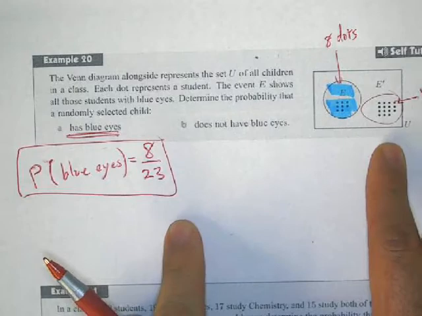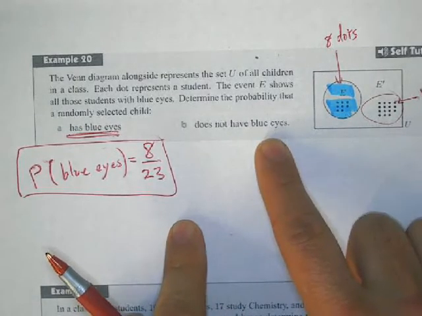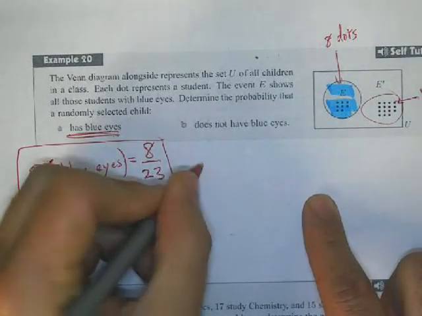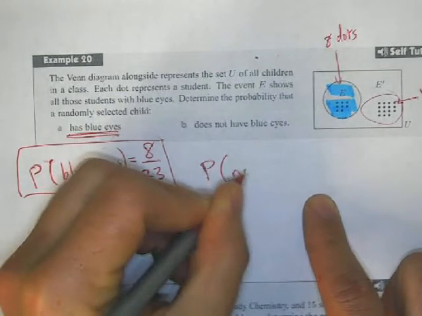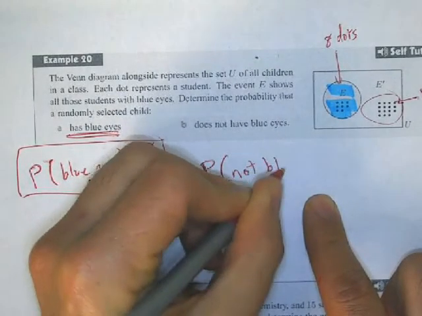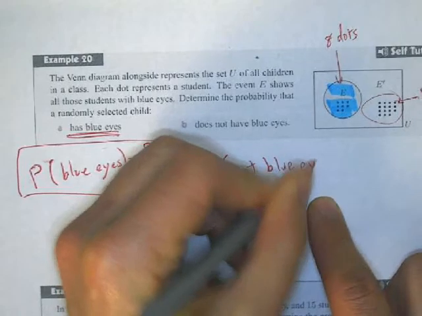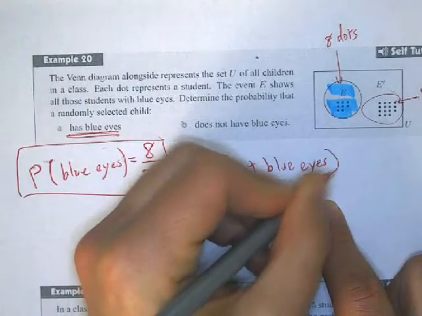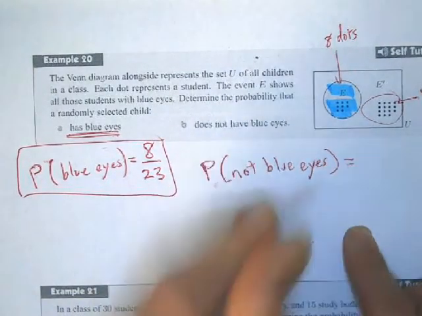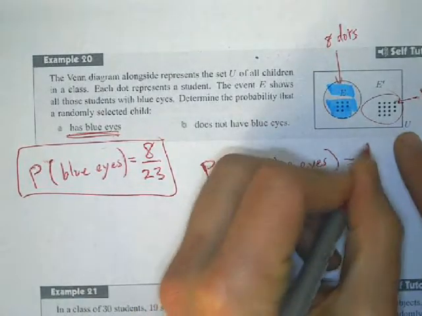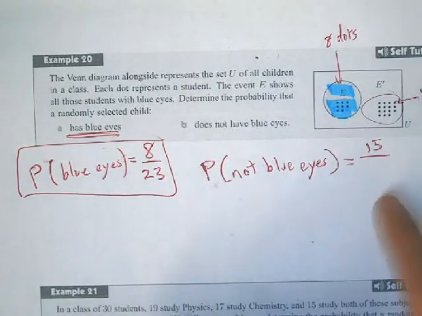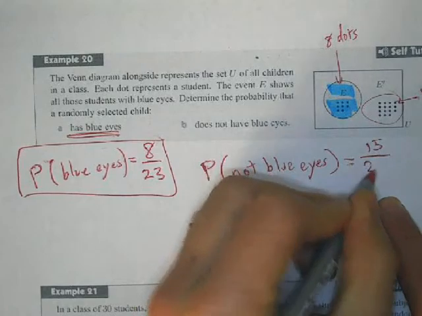Okay. What's the probability that a kid doesn't have blue eyes? So I can write it like this. Probability not blue eyes. So how many don't have blue eyes? There's 15 of them. How many kids are there total? 23.